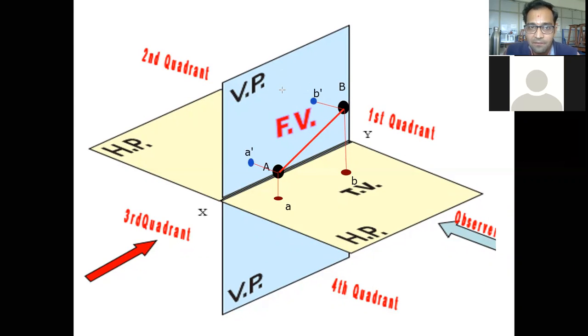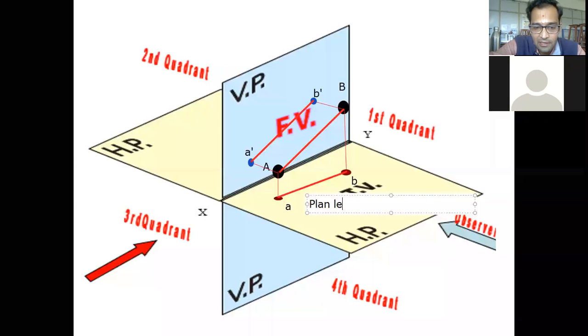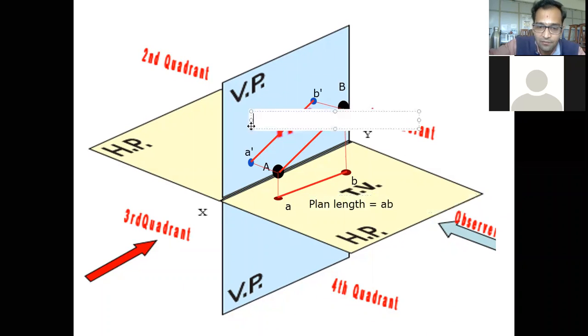So here if we see or join the line, then what is going to be the presentation of line? In plan, it is going to be presented over here. And what is going to be its presentation on elevation? It is going to be like this. So here we are getting the plan length in terms of AB, and here we are going to have elevation length in terms of A dash B dash.